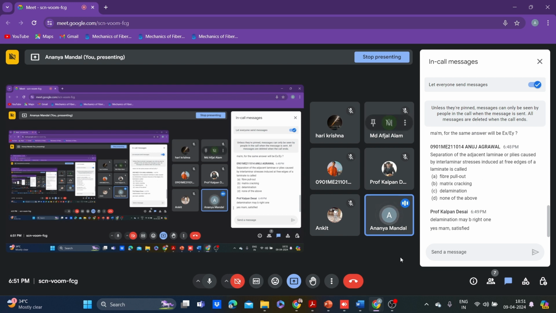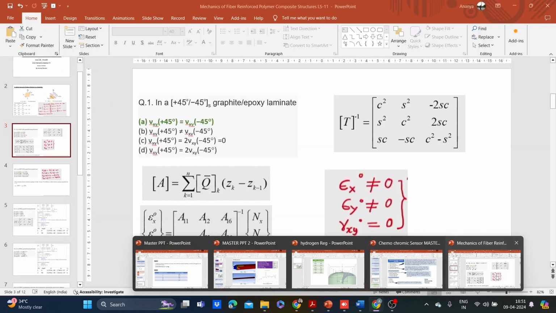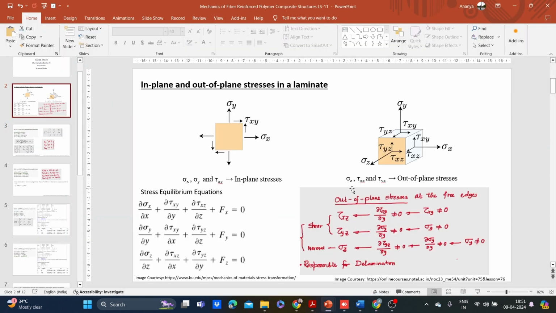It is called delamination. That's what. So out of plane stresses are same as interlaminar stresses, and the out of plane stresses are this tau xz, tau yz, and sigma z, and these three are responsible for delamination. That's what Sir has taught. So these terms can be interchanged, out of plane stresses or interlaminar stresses, but they are always talking about the same thing, that is this tau xz, tau yz, and sigma z, and they are responsible for delamination.